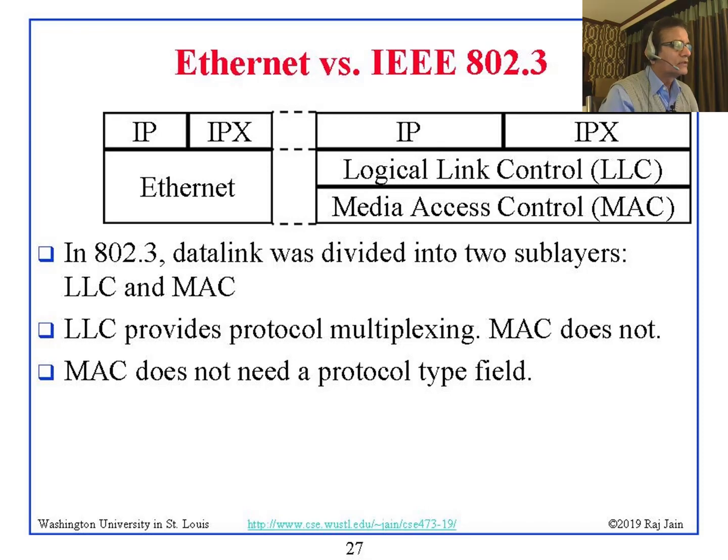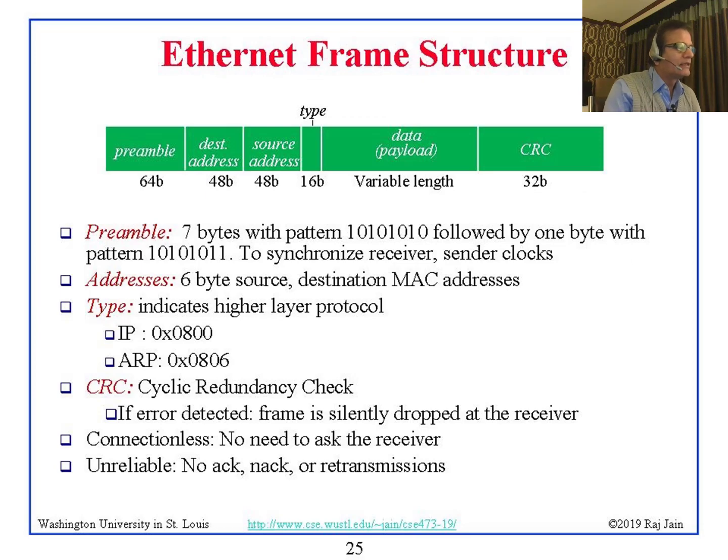So the protocol multiplexing was put into LLC. Protocol multiplexing means, how do you know what the payload is? Interestingly enough, in this frame we have type. Now this is the original Ethernet, not 802.3. In 802.3, they took this 16-bit field and put it into LLC.